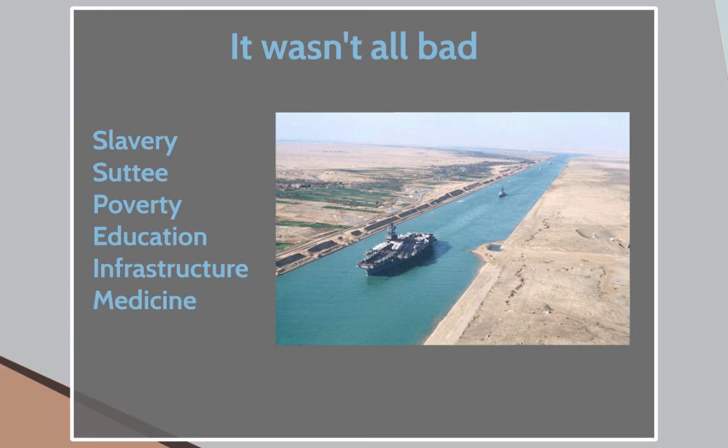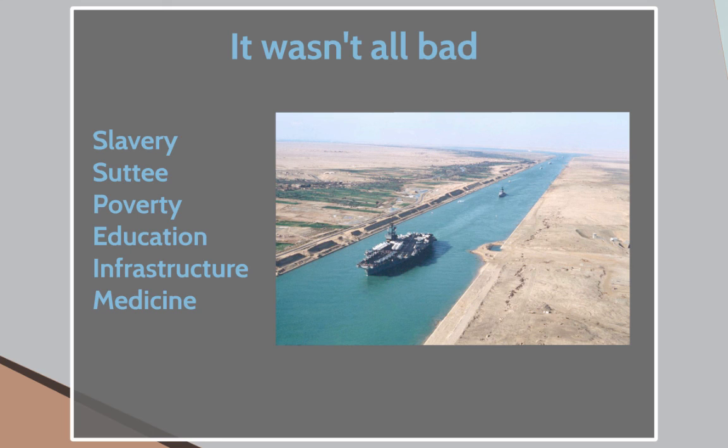Now, I can't say that it was all that bad, okay? We got to give them some opportunity here. First, they abolished slavery everywhere they go. Bonus. Second, they end things like suttee, which I said before was the ritual suicide that Indian women were expected to commit when their husbands died.